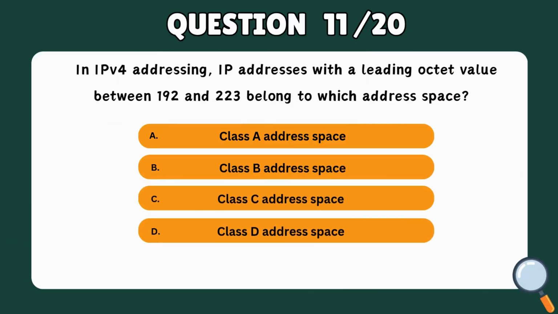Question 11. In IPv4 addressing, IP addresses with a leading octet value between 192 and 223 belong to which address space?